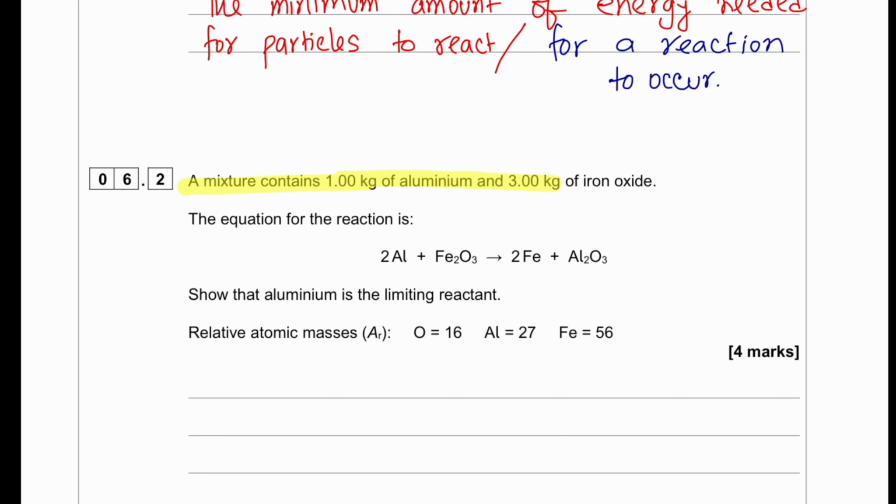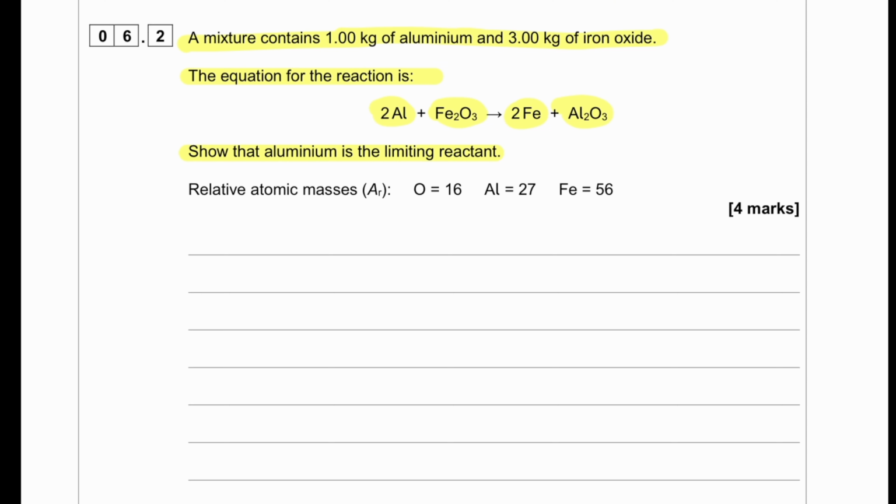A mixture contains 1 kilogram of aluminium and 3 kilograms of iron oxide. The equation for the reaction is 2 aluminium plus iron oxide producing iron plus aluminium oxide. Show that aluminium is the limiting reactant. To do this, we are going to find the Mr of Fe2O3. Since we have 2 irons, we multiply 2 with 56, and we have 3 oxygens, so 3 with 16. Our total comes out to 160.